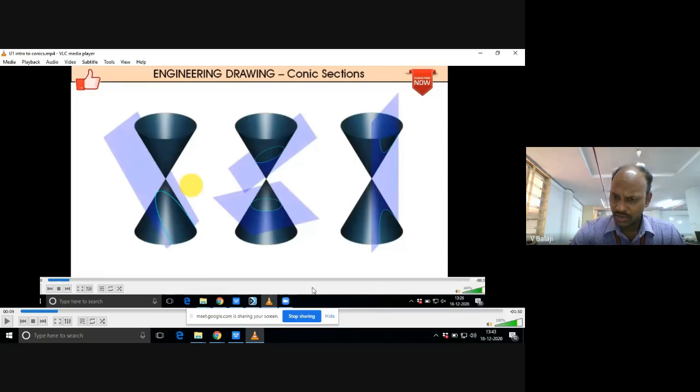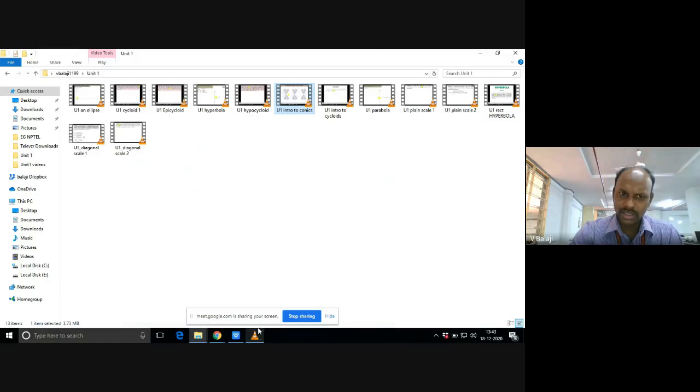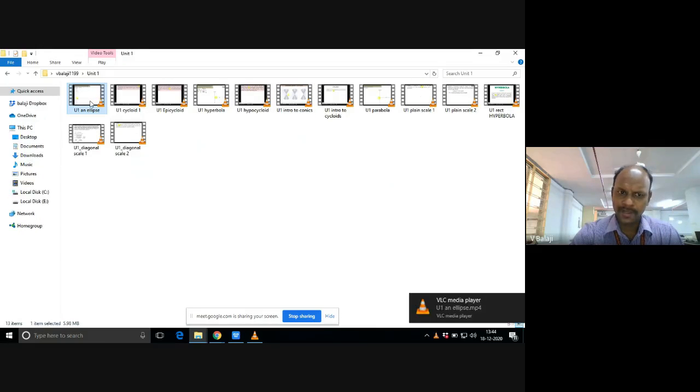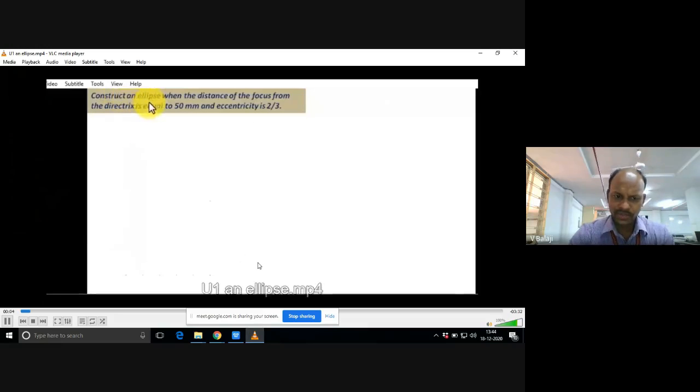Now let us move on to how to draw these curves on the drawing sheet. Now I am sharing one more screen. So let us start with an ellipse. So is my screen visible to you? Yes, sir.